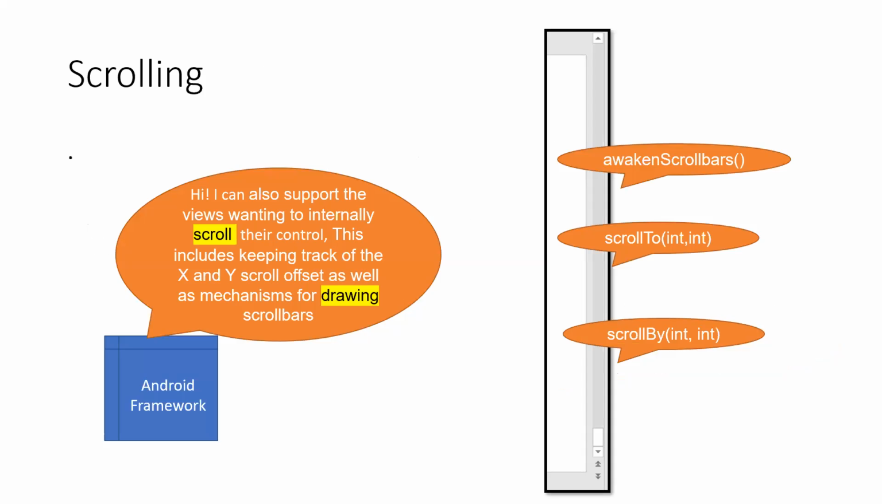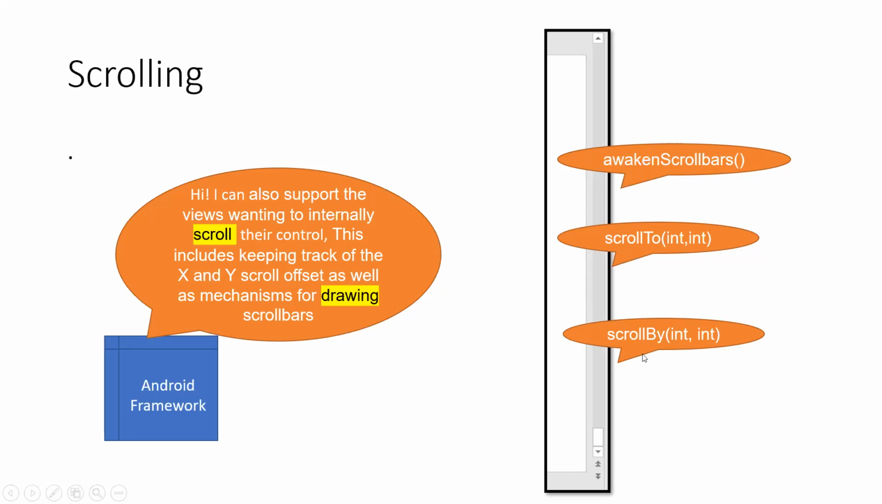Other things, scrolling. The Android framework has a third dialog now. It says that scrolling, yes, I can handle scrolling as well. I can also support views wanting to internally scroll their controls. This includes keeping track of X and Y scroll offset, as well as a mechanism for drawing scroll bars. For this kind of scroll bar that you are witnessing over here, there are three methods available: scroll by, scroll to, and awaken scroll bars. For all these methods, the Android framework will be activated, so the listener to these activities is the Android framework.